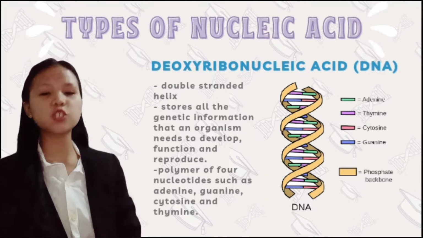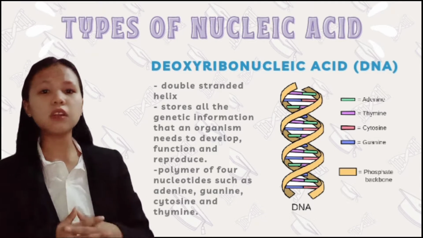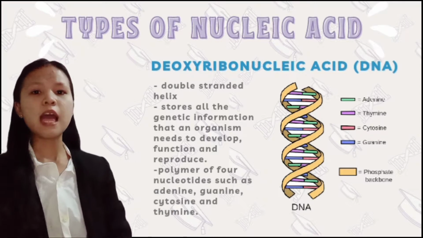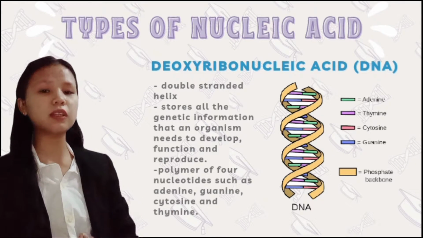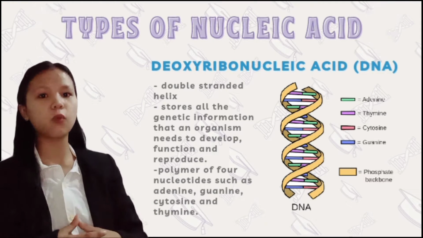DNA is a double-stranded helix. It stores all the genetic information that an organism needs to develop, function, and reproduce. DNA is a polymer of four nucleotides: adenine, thymine, cytosine, and guanine.